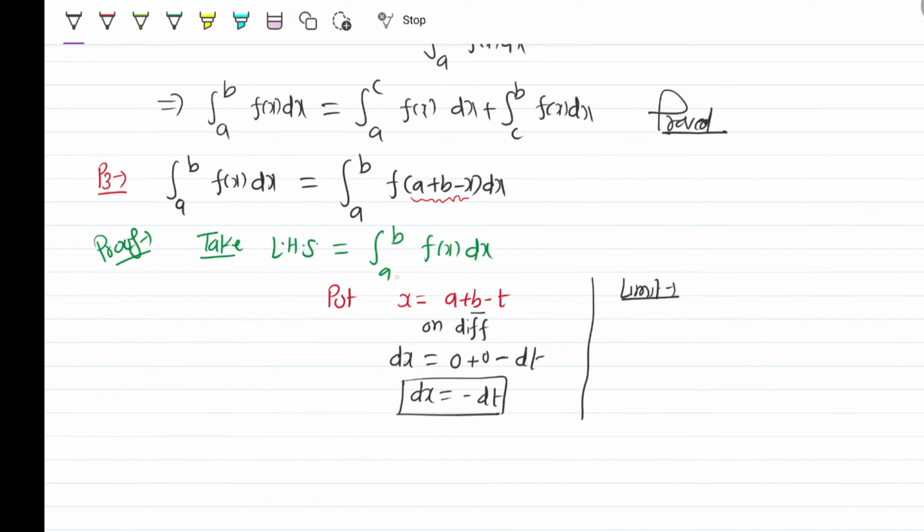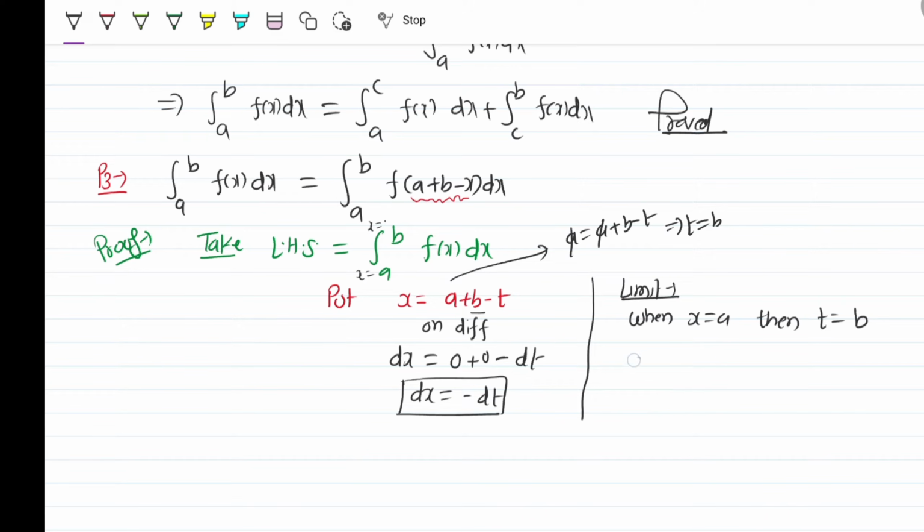Limit. Initially the limits are x equals a to x equals b. Now you tell me, when x equals a, then what is t? From here, put x value a here. So a equals a plus b minus t. A and a cancel, so from here the t value is b.